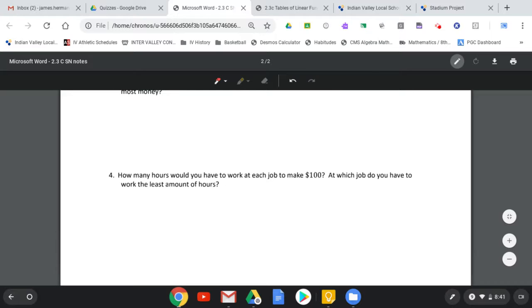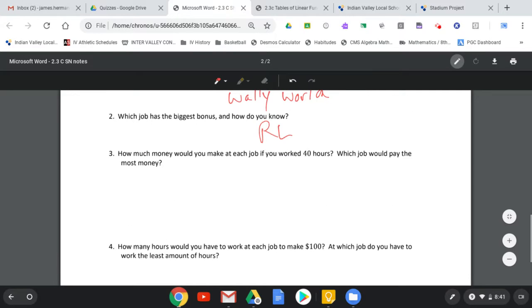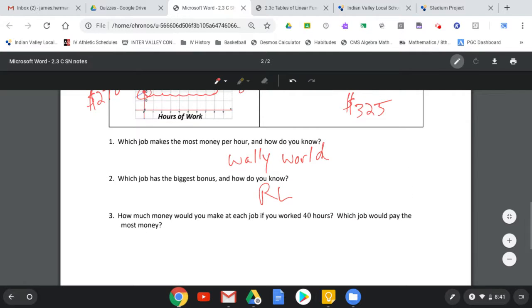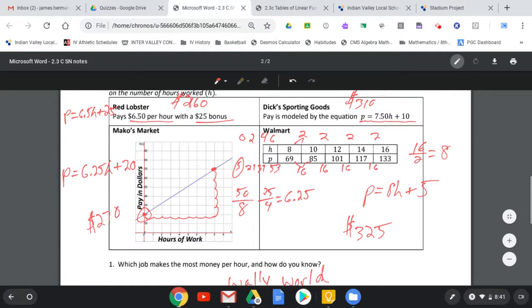Last question. Same stores. How many hours would you have to work at each job to make $100? So what do you do with that $100? Plug it in for P. Go.